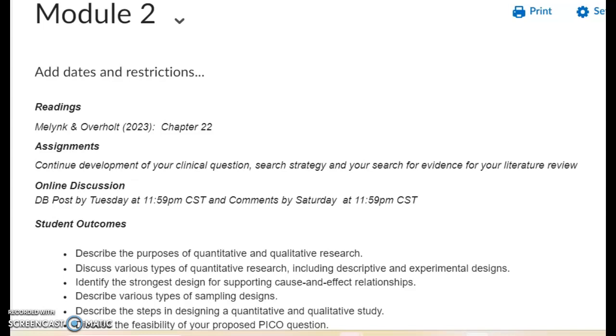So I assigned Chapter 22 early because it does provide a nice overview of the specific steps in designing a quantitative study. We are at Step 1 and Step 2. We have cultivated that spirit of inquiry, and now we're looking at formulating and/or refining our PICO question. Some of us are farther along than others, and that's fine.